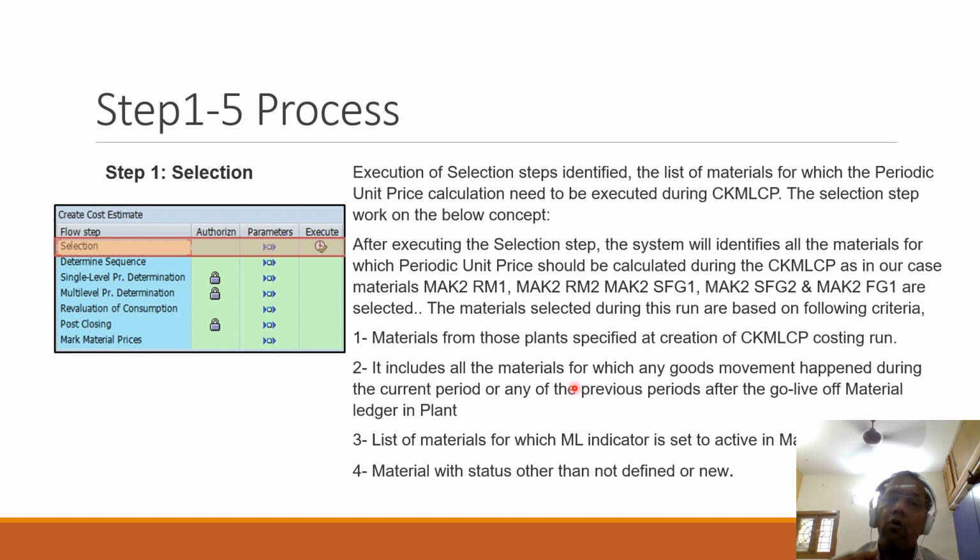So it includes all the material movement types during the current period after the go live. After the go live, what happens is the list of materials has an indicator, that the material specification is not defined.